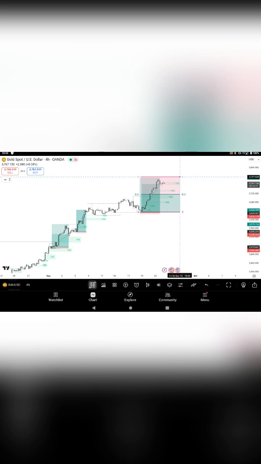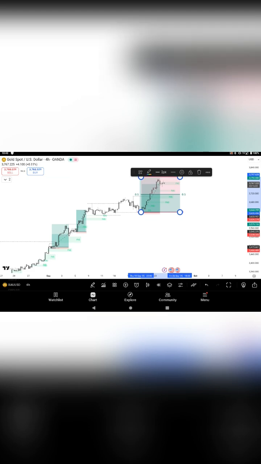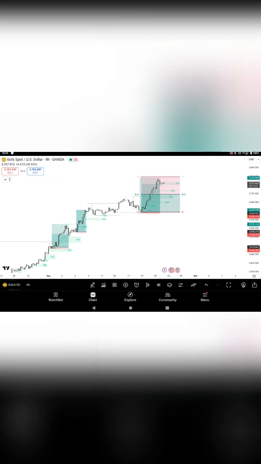So as of now, I have this setup on good. When price gets to discount of this range, I'll be looking for entries. As of now, I'll just be looking and watching. I'll wait for price to come to discount of this range to start to look for my buy confirmations. I'll be looking for buy confirmations in my discount level, not at premium.